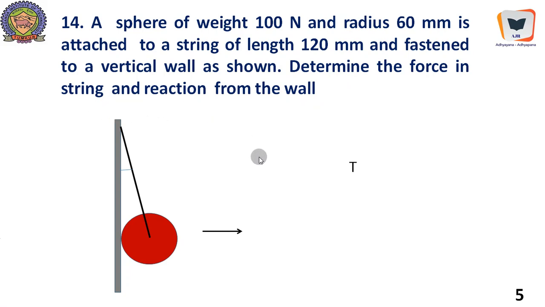Determine the force in the string and reaction from the wall. There is a ball which is being hung using this particular wire, and this wire is nailed to this particular wall. The length of the wire is 120 millimeters, and the radius of this ball is 60 millimeter. That means from here till here it is 60 millimeter, from here till here it is 120 millimeter.